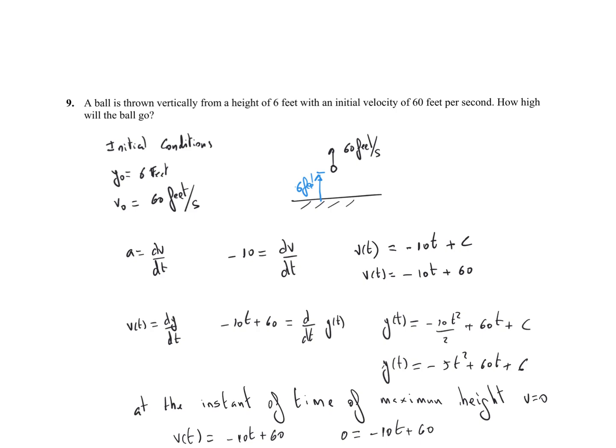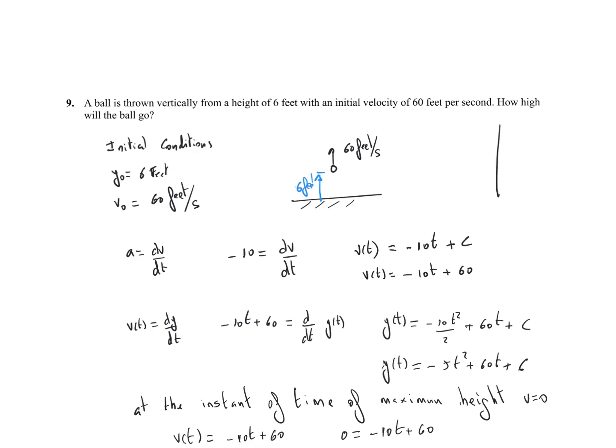Okay, let's go solve problem number 9. And it says like this: a ball is thrown vertically from a height of 6 feet from the floor. The ball initially has a velocity up, of course, of 60 feet per second. How high will the ball go? So the initial conditions are that the ball is thrown at 6 meters from the floor, with a velocity pointing in the positive direction.